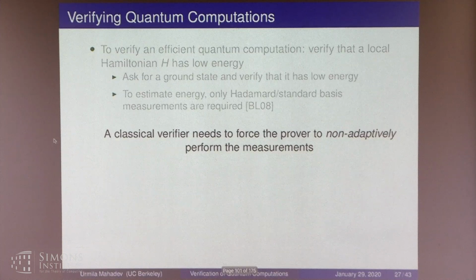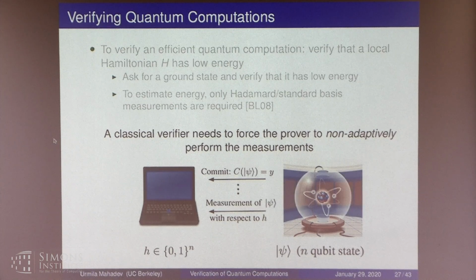Okay, so given this setup, all a classical verifier needs to do is take the work of the quantum verifier, which was taking the state and measuring it, and force the prover to do it. So the classical verifier needs to force the quantum prover to non-adaptively perform the measurements.